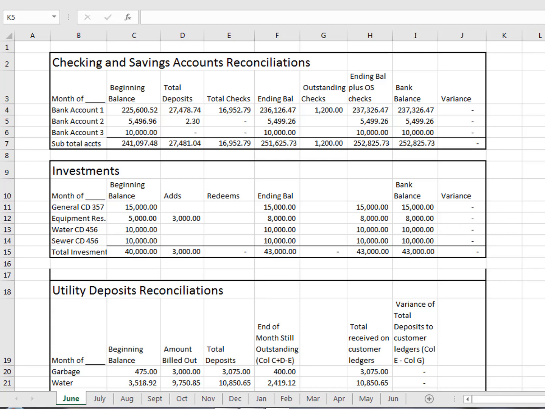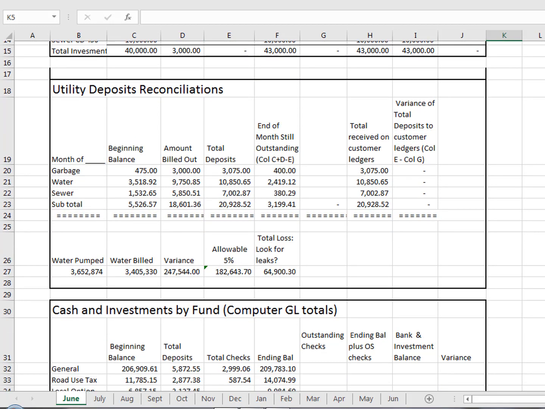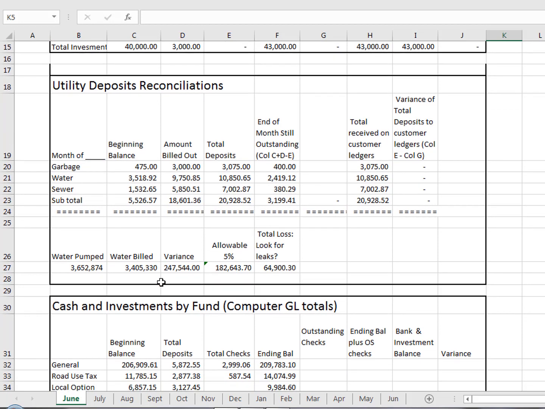One other reconciliation that we find many communities are having problems getting their hands around is the utility deposit reconciliation. Now again, it doesn't matter if your general fund, your road use tax, your water and your sewer funds are all commingled in one checking account or one savings account. We just want to make sure that we can keep each of those fund totals separate. So that takes care of one side.